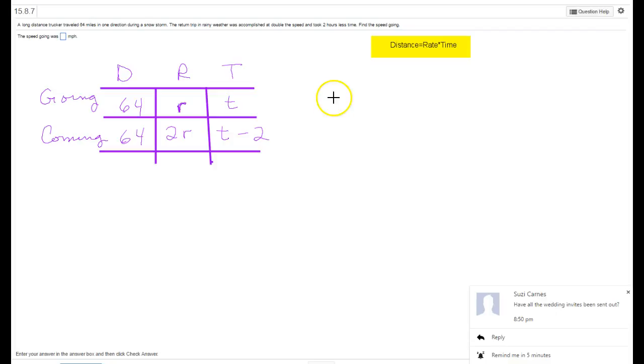Okay, so we have distance equals rate times time. So we have 64, the distance, equals RT. And then down here we have 64 equals, and then the rate in this case is 2R, and the time is T minus 2. Now what we want to find is R, so we want to get rid of this T down here so we can solve for R.